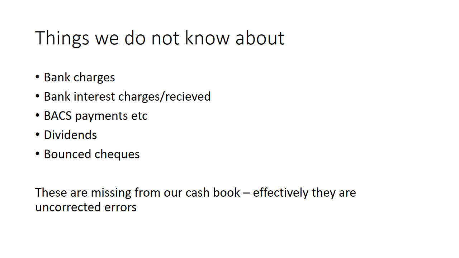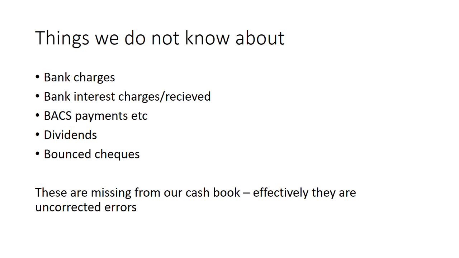The second thing that you're going to have, which is going to make the bank statement and the cash book different, is things that you don't know about, things that are on the bank statement but you didn't know about them yet, and so they haven't been posted into the cash book because you couldn't possibly post them in. So there are things like bank charges that have been made to you in the bank statement, bank interest that you've either received or been charged. You wouldn't know about those until they're actually in the bank statement, and then you've got to put them in the cash book.